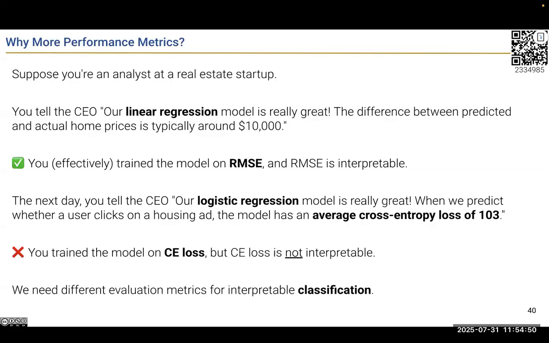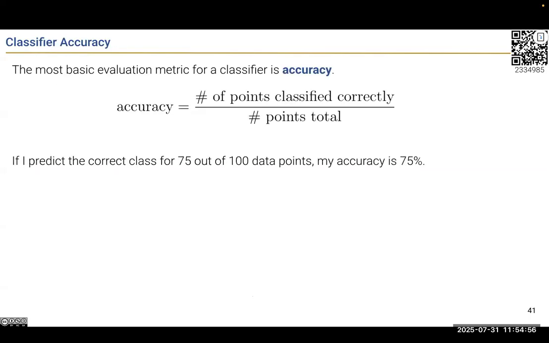So what are some interpretable metrics for classification? Well, perhaps the most intuitive one is accuracy. My classifier's job is to classify points into zeros and ones. So let's just see how many points the classifier actually gets correct. Accuracy is the number of points classified correctly over the number of points in your data set. So say you have a data set with 100 data points, you correctly classify 75 out of these 100 data points, then your accuracy is 75%.